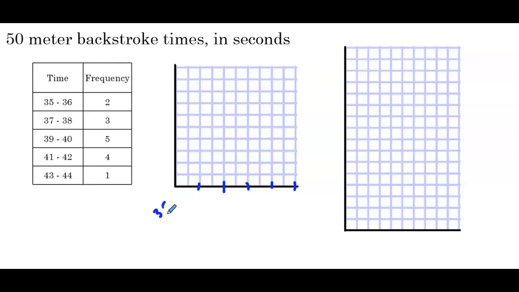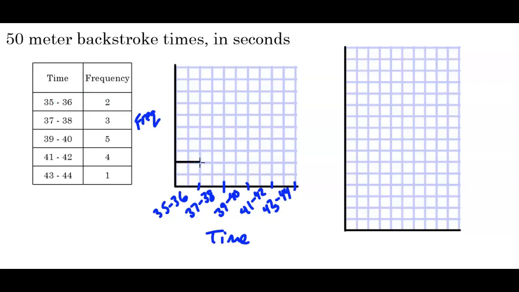So we have 35 to 36, 37 to 38, 39 to 40, 41 to 42, 43 rather, to 44. So that is the time range. On the vertical axis, we're going to have our frequency. We're going to go by 1, so we don't need to label anything there. Again, I'll use my line tool so I have it nice and neat. So first time interval, frequency of 2. And then next 3.